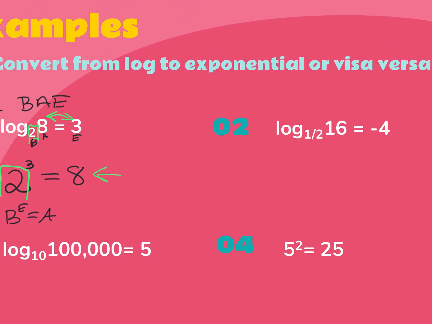So over here, if I use my Bay trick again, the 1/2 is my base. The 16 is my answer. I'm spelling the word bay. And now I'm going to put it into exponential and then spell B. So put the base at the base, put the exponent up here, and then put the answer. And again, we could check this.